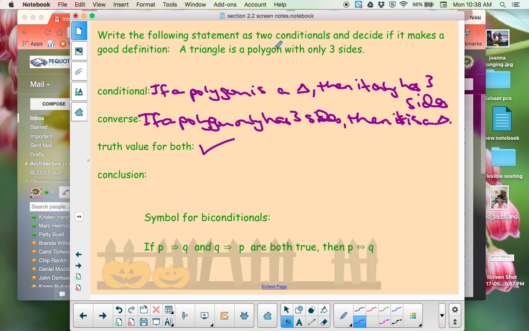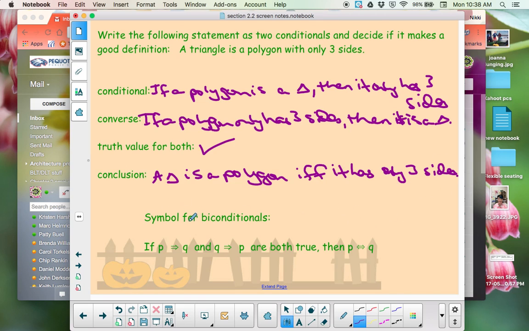So our conclusion would be to write this as a biconditional. So we would say a triangle is a polygon, and we would write if and only if it has only 3 sides.